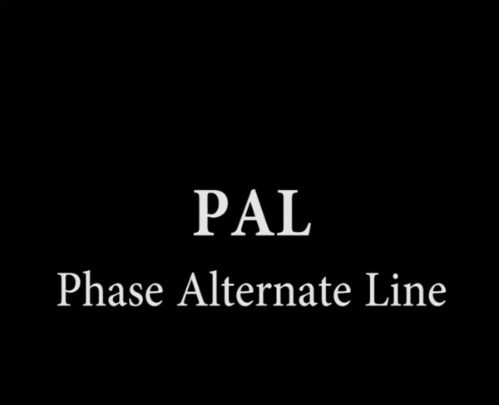PAL, the phase alternate line system, was used in the United Kingdom, Western Europe, Australia, South Africa, China, India, and South America. PAL increased the screen resolution to 625 horizontal lines, but slowed the scan rate to 25 frames per second. As with NTSC, the even and odd lines were interlaced, each field taking 1/50th of a second to draw.